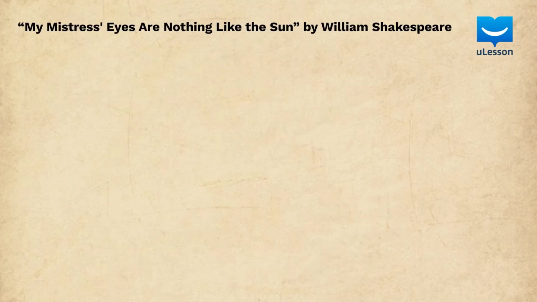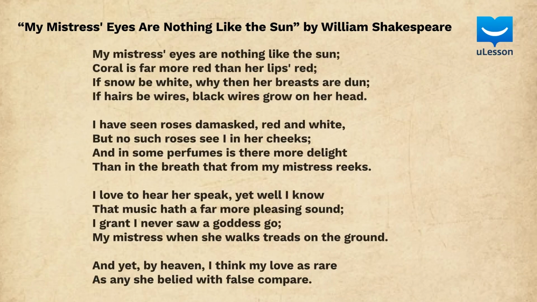My Mistress' Eyes Are Nothing Like the Sun, by William Shakespeare. Did you count the lines? It has 14 lines. Now did you notice where the volta is? Line 6, correct. Alright guys, this is the first step to analyzing a poem.